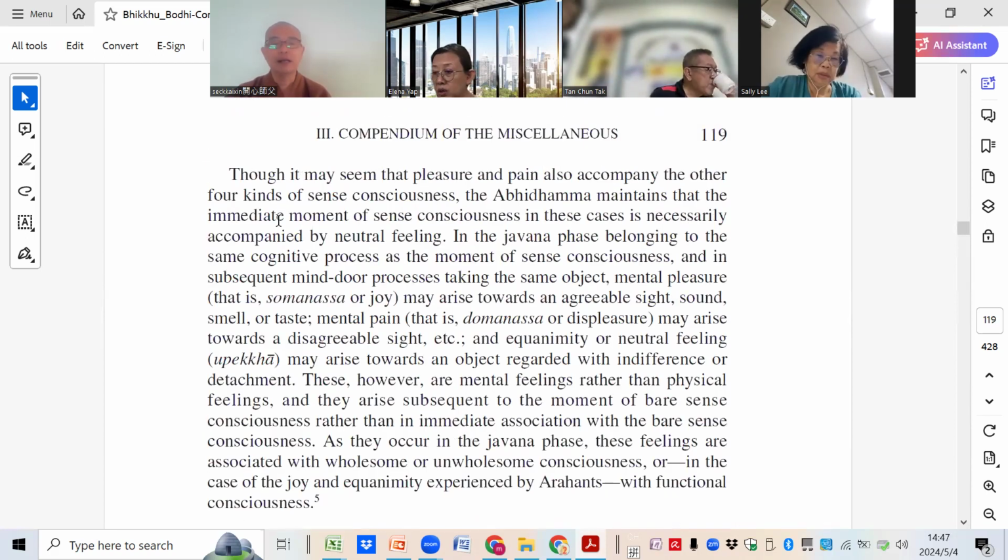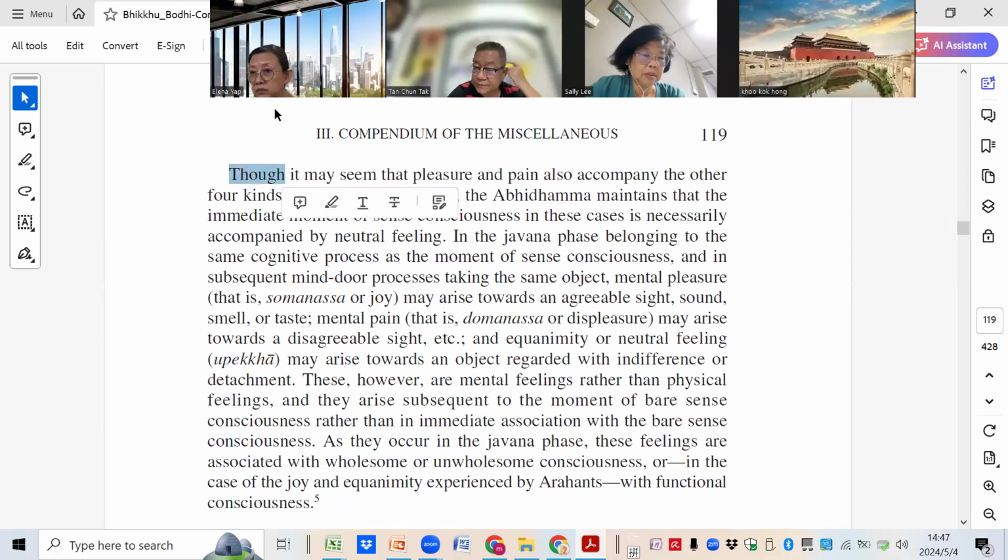Okay, last paragraph. Go Hong, can you please read through it? Oh, he's absent now. Junta, can you please read through it?